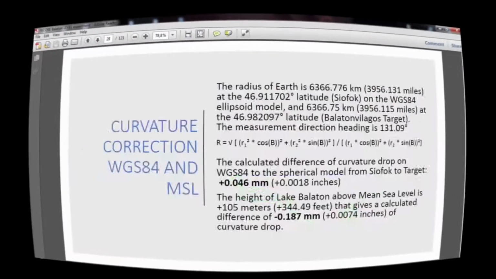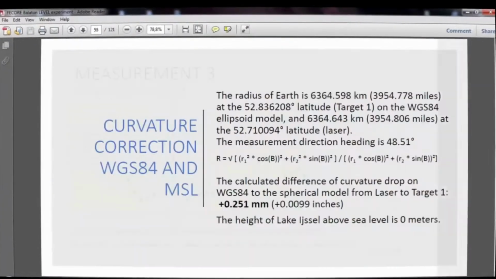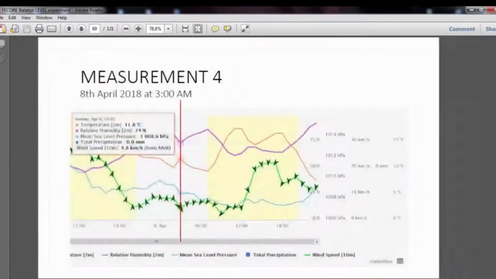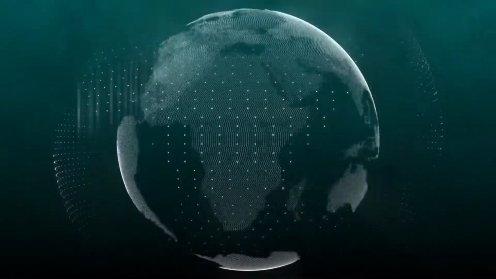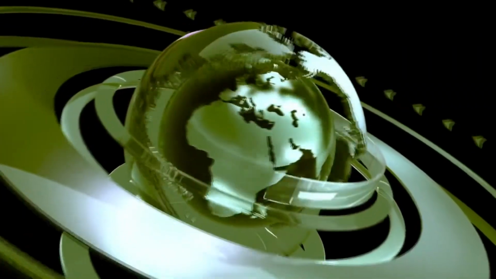FECORE used a ray of the collimated laser beam to verify the curvature of the surface by considering the refraction data. The refraction calculation for each TLT measurement is shown in the FECORE document that is presented in this video. Factors in measuring the geoid model. Let's take a minute to demonstrate the factors in measuring the geoid model.